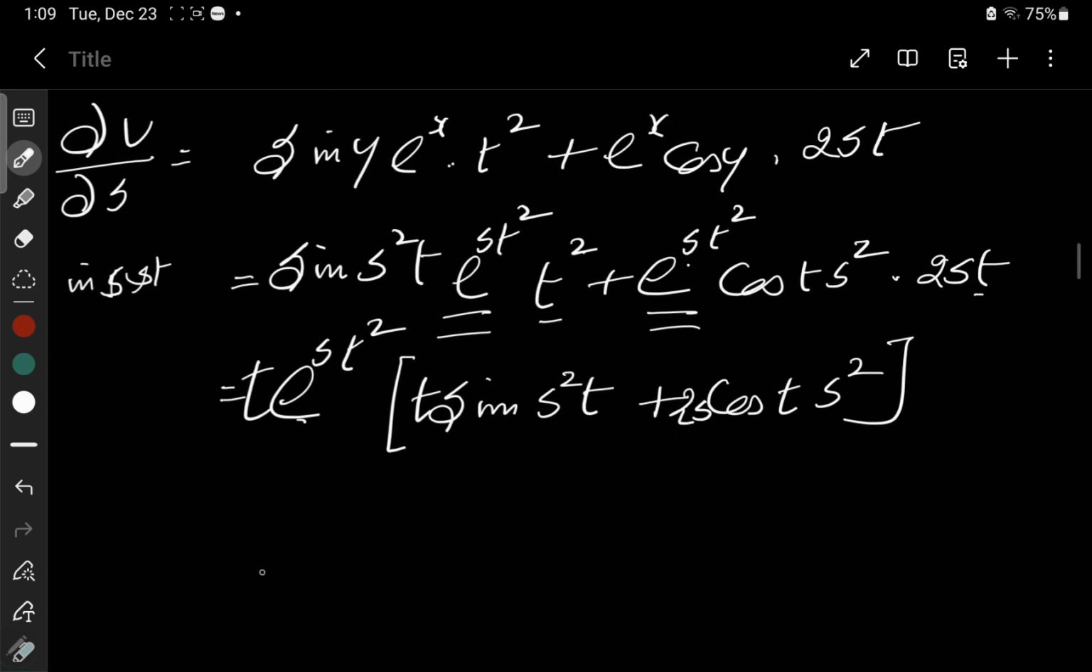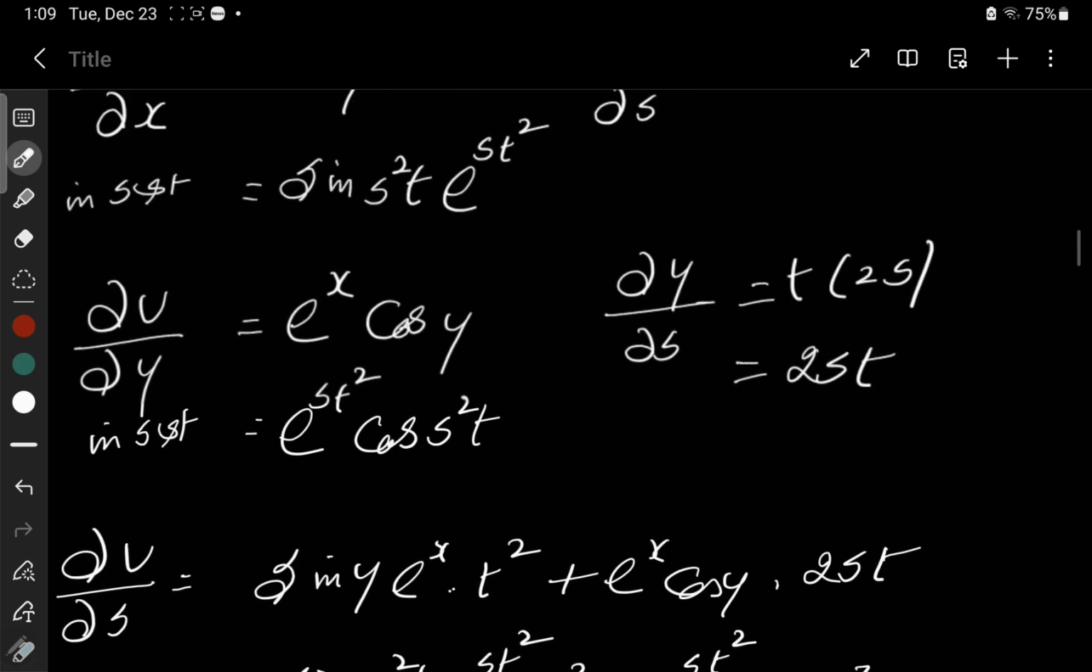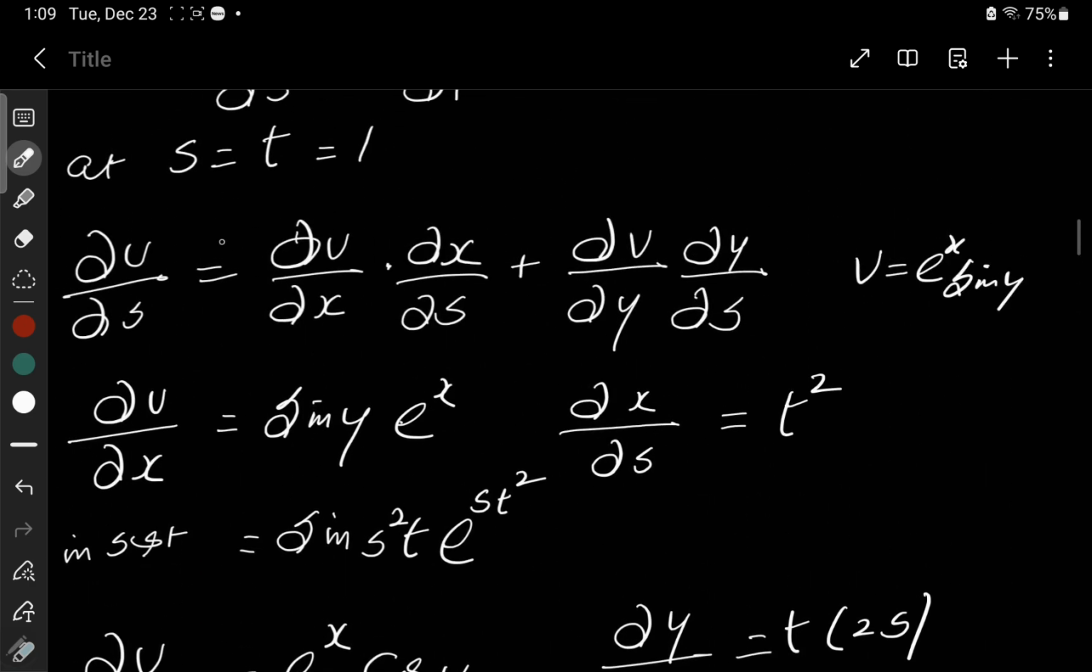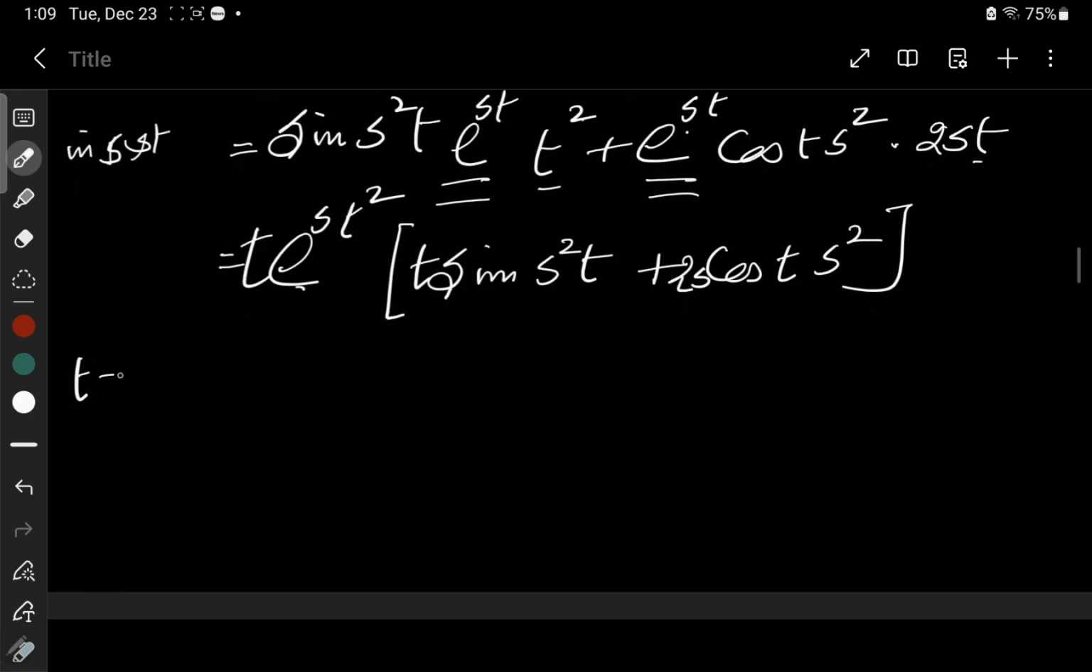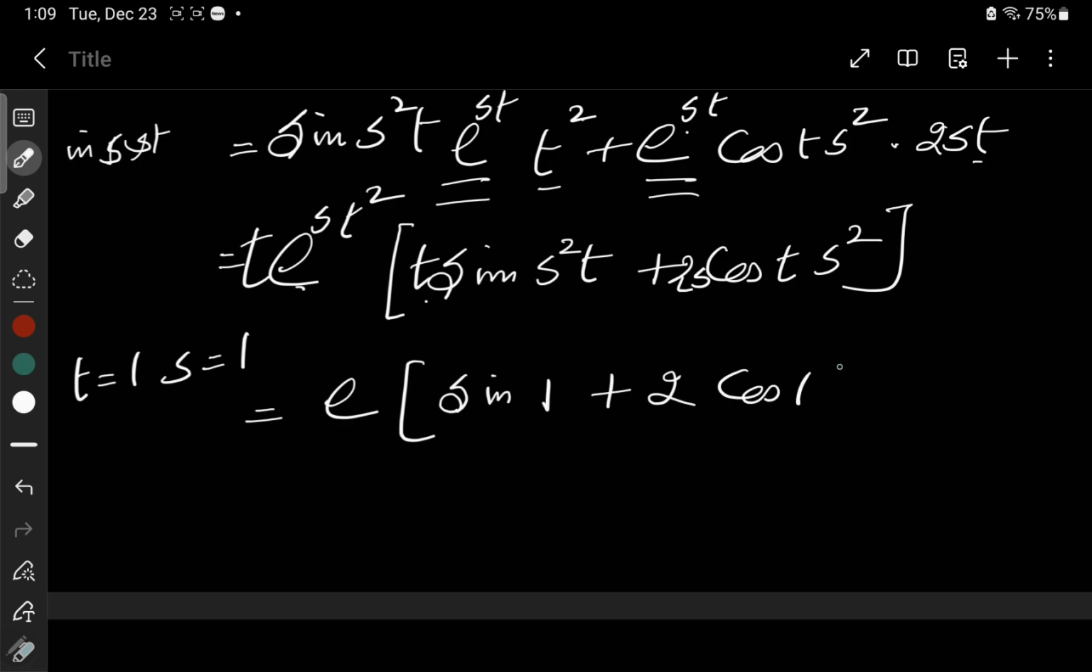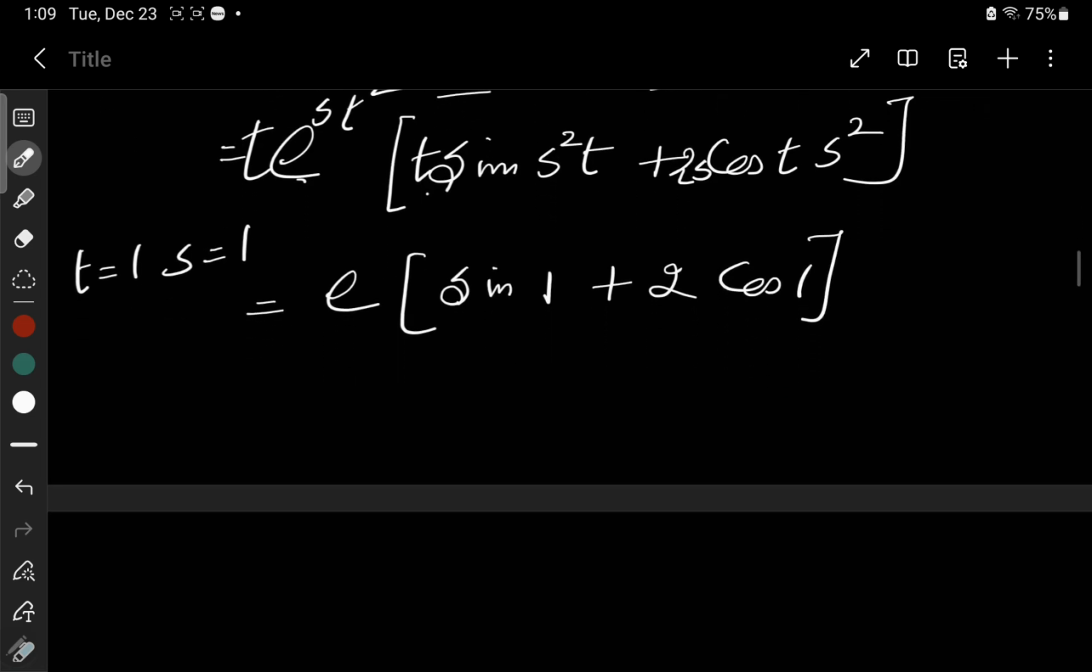Next, one more answer you have to give at s equal to t equal to 1. You replace all as 1. So you will get e alone here, inside the bracket 1 here: sin 1 plus 2 cos 1. All the values are equal to 1. So this is your answer.